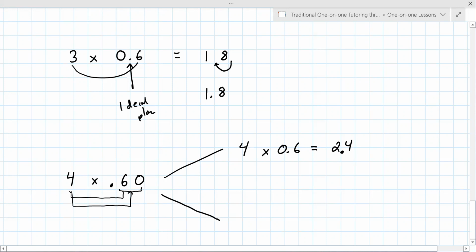Okay. So now let's do 4 times 0.60. What is 4 times 60? 4 times 60.